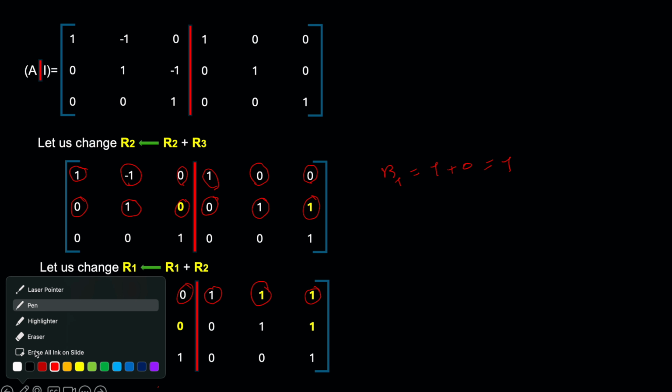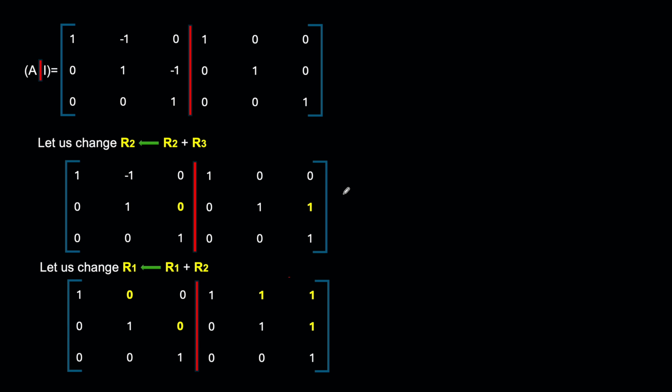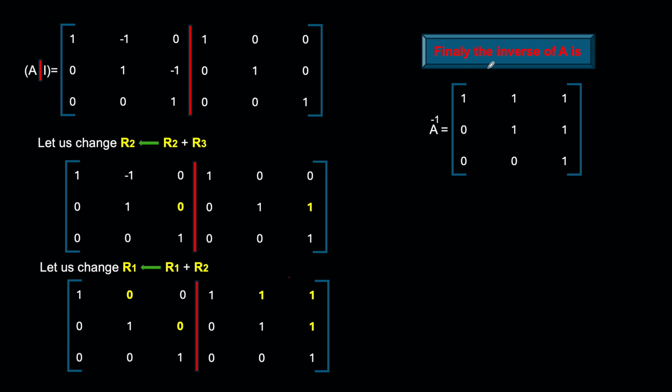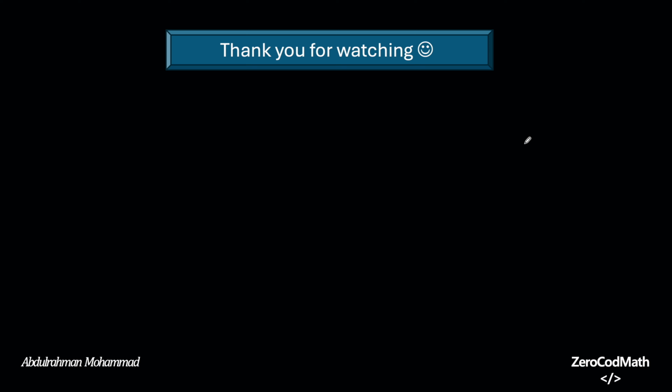So finally we get our inverse of A. It is this one here: 1, 1, 1, 0, 1, 1, 0, 0, 1. It is the same one we got before. So we got the identity here and we stop. Once we get the identity here, we stop, meaning we got the inverse on the right side, and here it is the inverse. Thank you for watching.